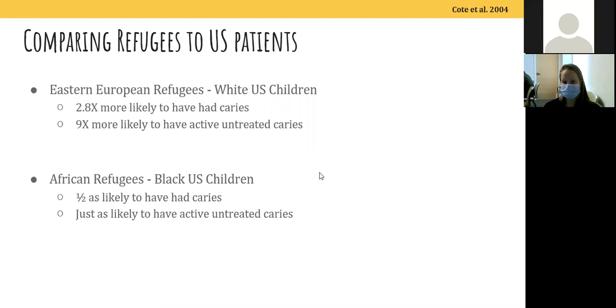Again, it seems to support that there is an environmental cause in the US that increases the rates of caries. But the alternative answer could be that maybe the refugee groups again had less access to dental care, so they just weren't being diagnosed with caries until they arrived.